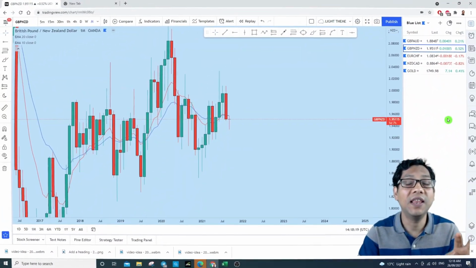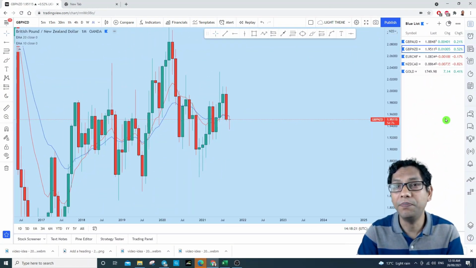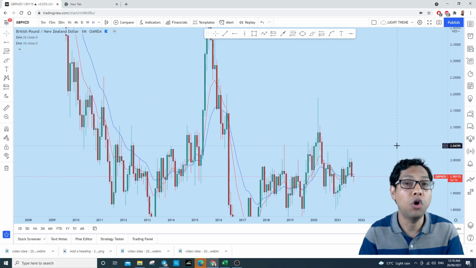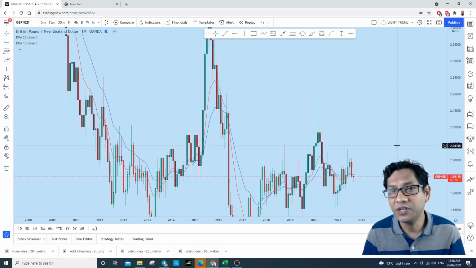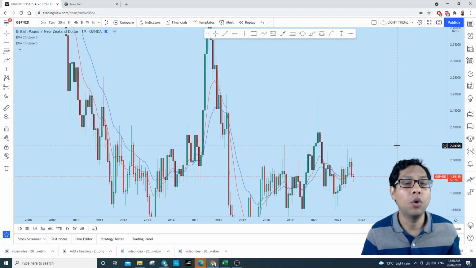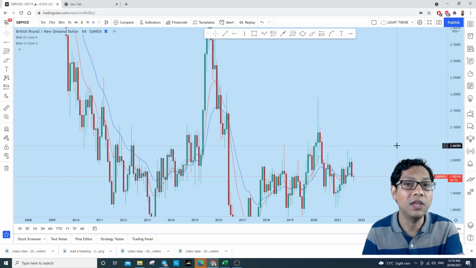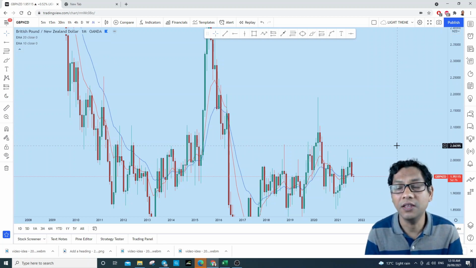So first, let's start with GBPNZD. Let's start with the monthly time frame, because always remember monthly and weekly for the direction, daily, 4-hour and lower time frame for the entry, because higher time frame will give you a clear direction in the market.